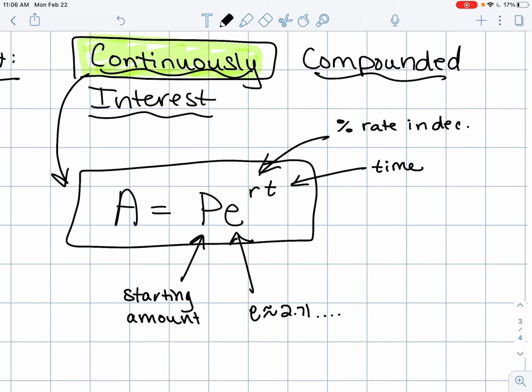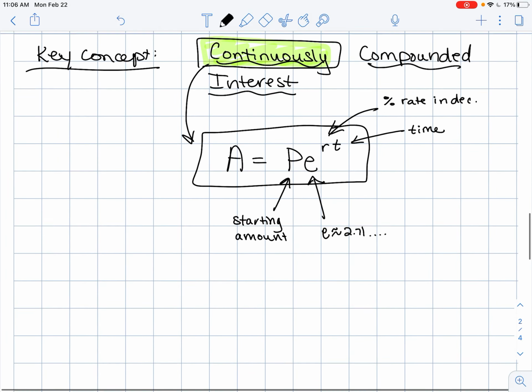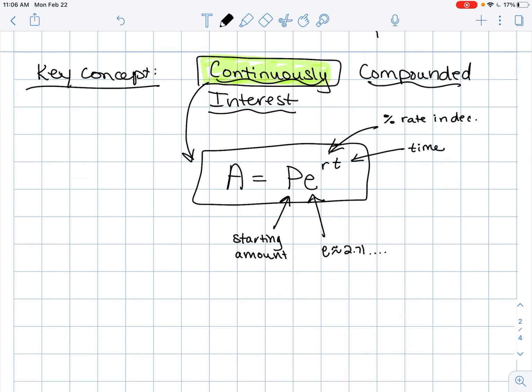So looking at this, we can use this to model growth of many, many things. All right, and we're going to use this in class, and I'll see you next time.